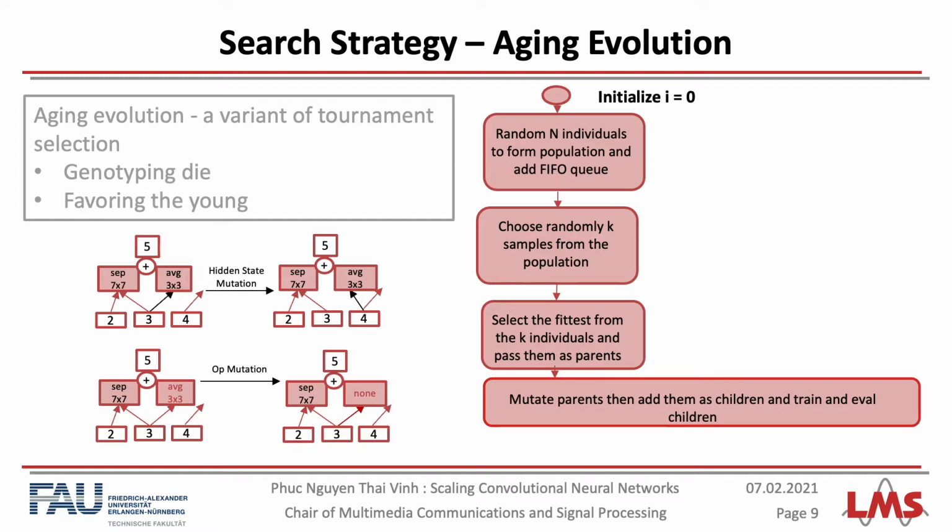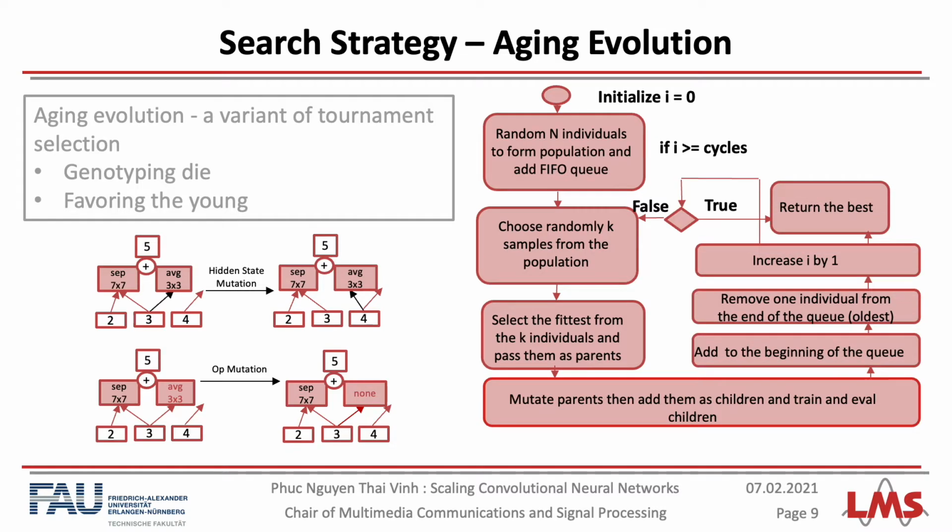And we do the same thing with the operation mutation. The difference is that we change the operation, not the hidden state. So there are many kinds of operations that we can choose, either average pooling, max pooling, or separable convolution, and we choose randomly. Mutation is like exploration, and parent selection is like exploitation.